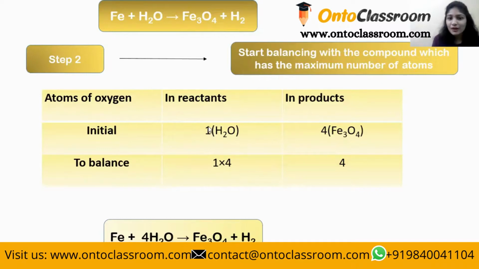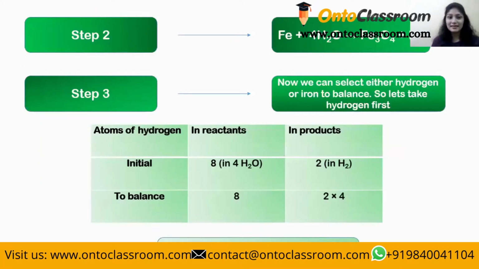To balance, you will have to multiply this water molecule with 4. Then only you can say that the number of oxygen atoms will be balanced. So you do 1 into 4, which gives you 4. You just add 4 here with the H2O, and now you can see that the number of oxygen atoms has balanced. But while balancing the oxygen atoms, what increased is the number of hydrogen atoms. Because when you added 4 here, the hydrogen was also present with water. Hydrogen became 8, and your hydrogen is 2. So now we need to balance hydrogen as well.